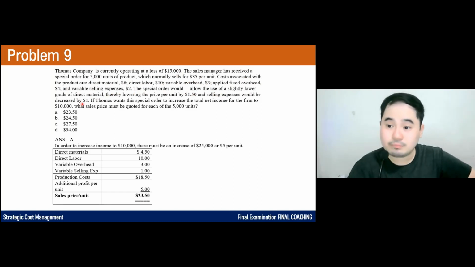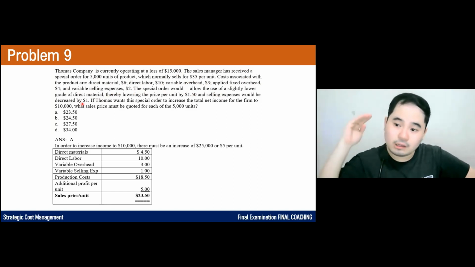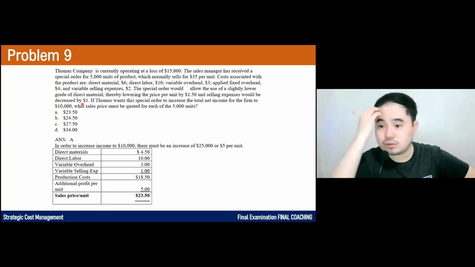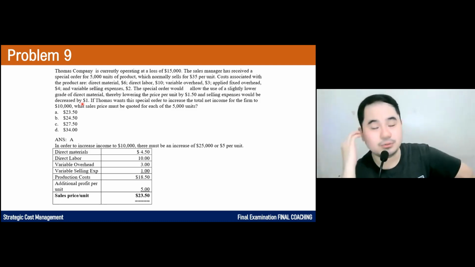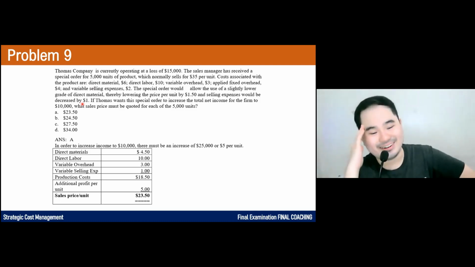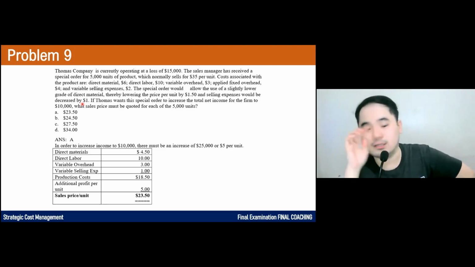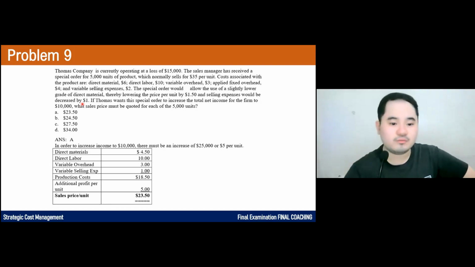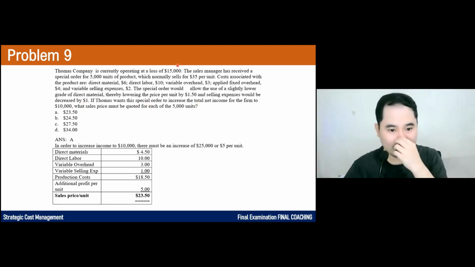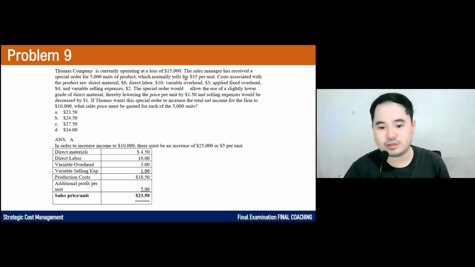Check nyo ha, baka yung problem ay decrease by tsaka decrease to. So ingat kayo doon. Maraming nadali niyan nung midterm. Kasi yung problem, yung isa decrease by, yung isa decrease to. Pag decrease by, babawas mo. Pag decrease to, yun na yun. If Thomas wants this special order to increase the total net income to 10,000, what sales price must be quoted for the 5,000 units?